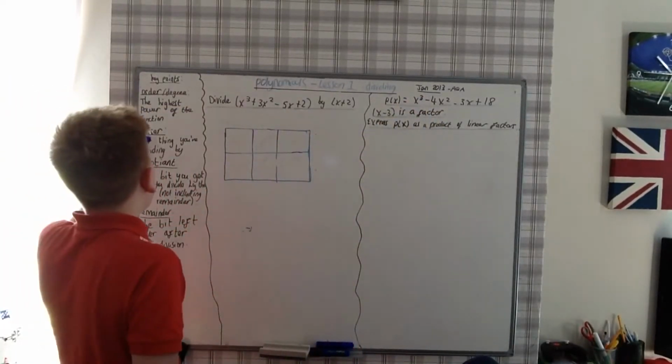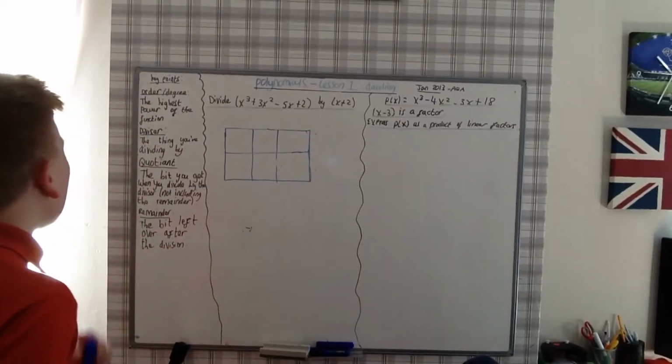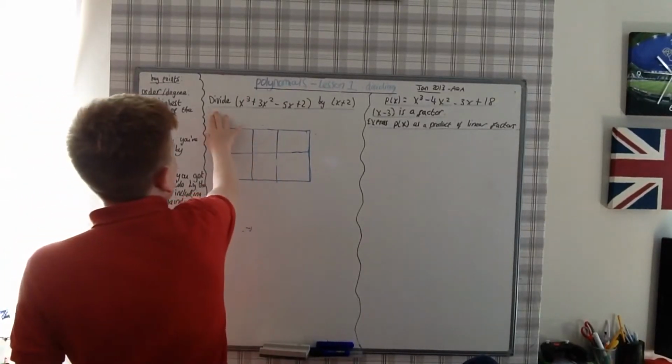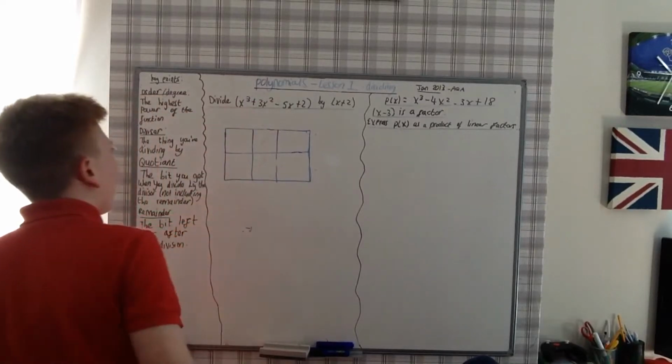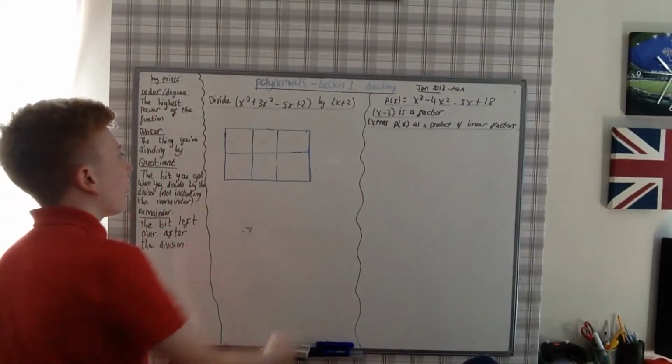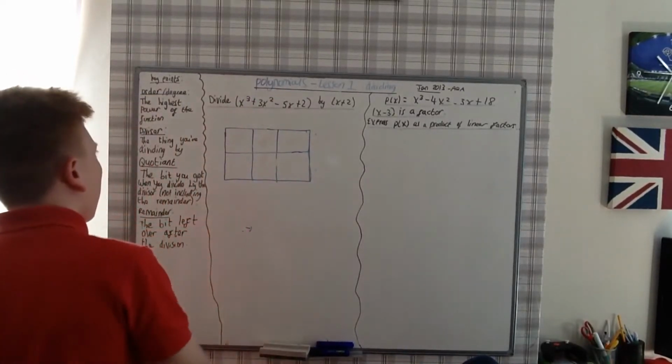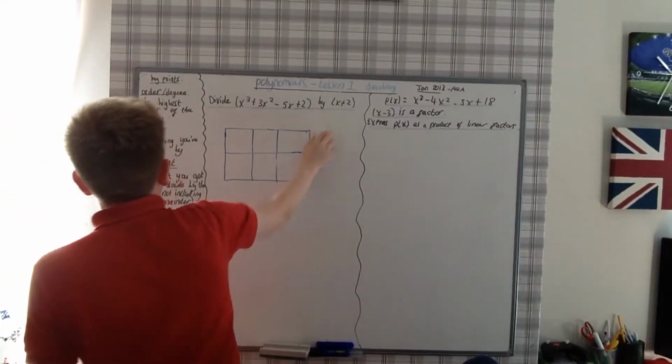The second term is divisor. This is the thing you're dividing by. So in this question it says divide x cubed plus 3x squared minus 5x plus 2 by x plus 2. So x plus 2 is our divisor here.